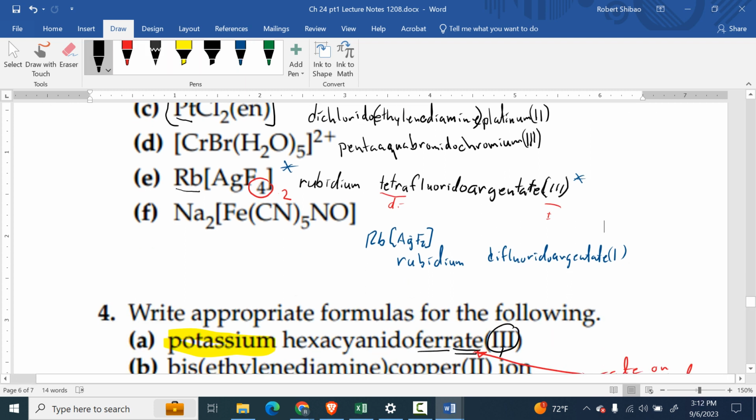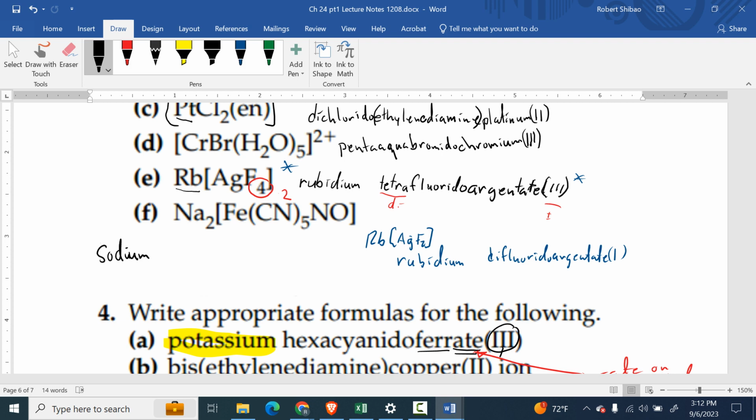Okay, let's go on to F. F, should I call that disodium or sodium? Or natrium or nitrite or nitrate? What should I use? Sodium. It's just a normal sodium cation. But we have a complex anion. So again, we have a complex anion. In a complex, the metal goes last in the name. And so we have to name the ligands first.